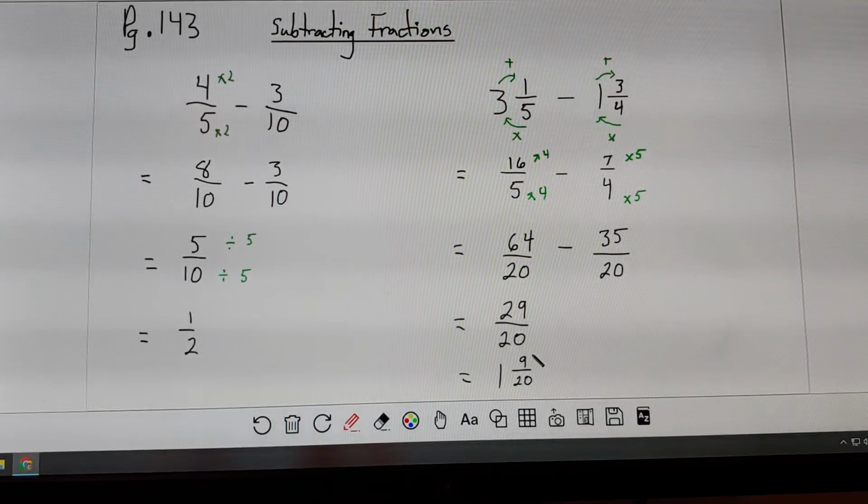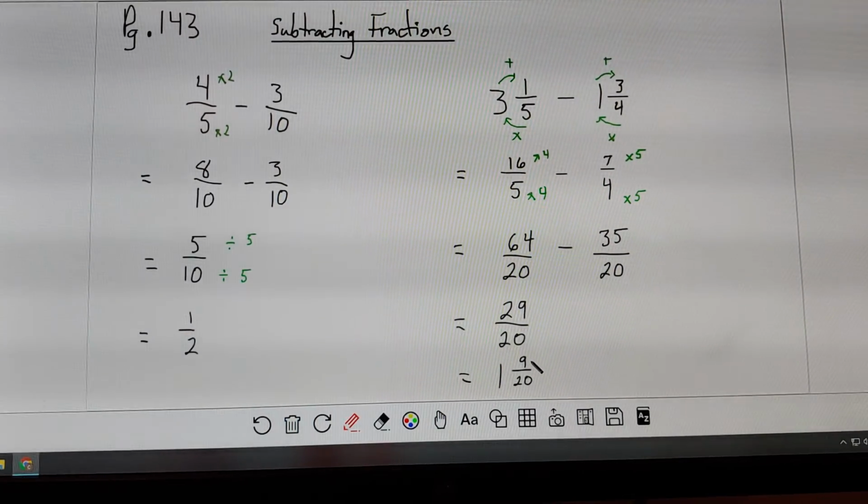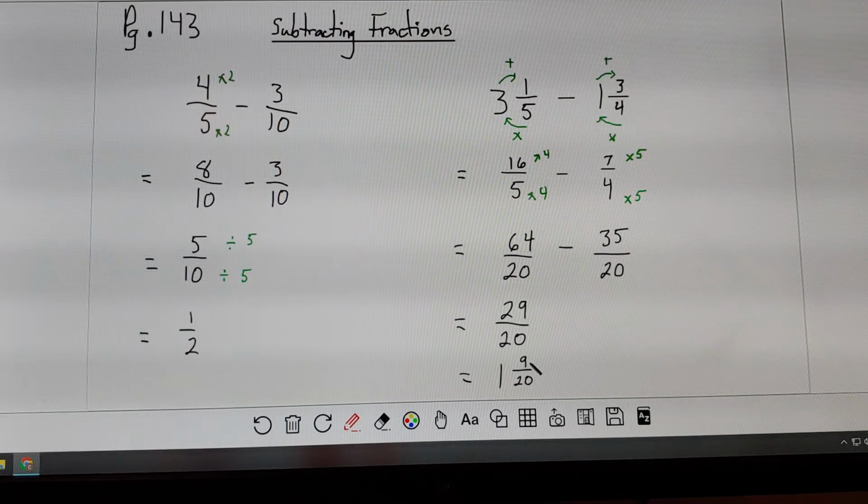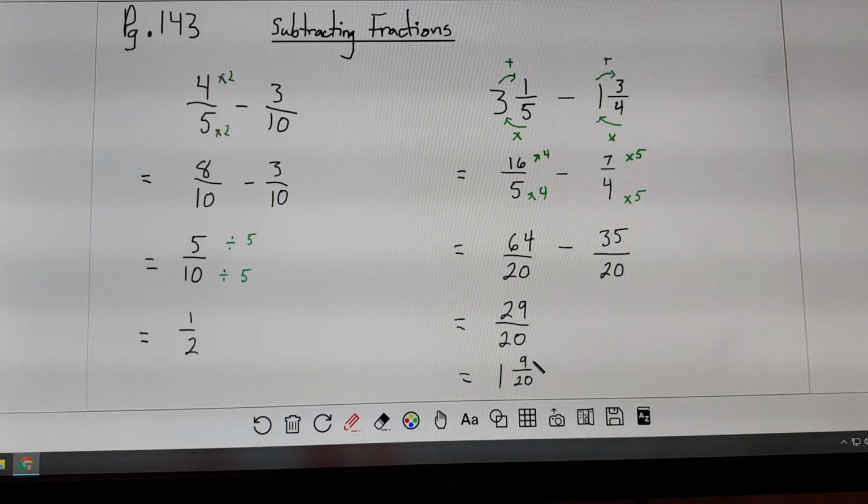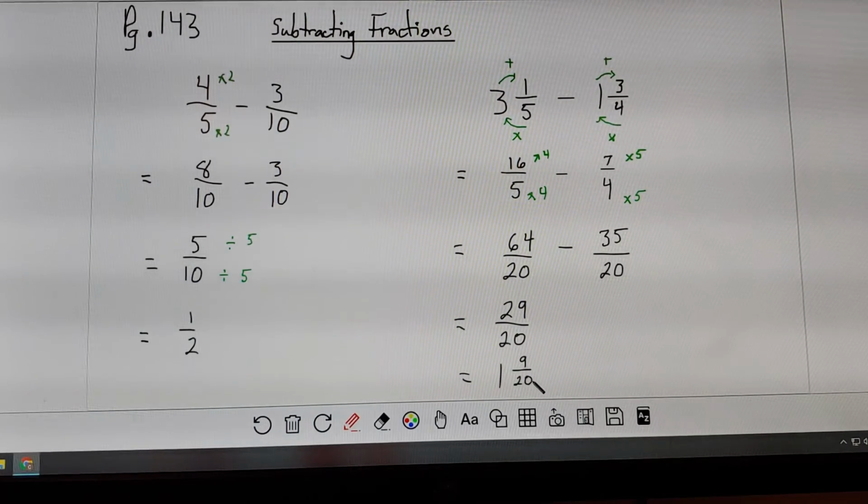And this is in lowest terms, but again, that's something that you always want to check. Can I divide them both by 2? No, that's not an even number. Can I divide by 3? Yes for this. No, I'll get a decimal answer for 20.